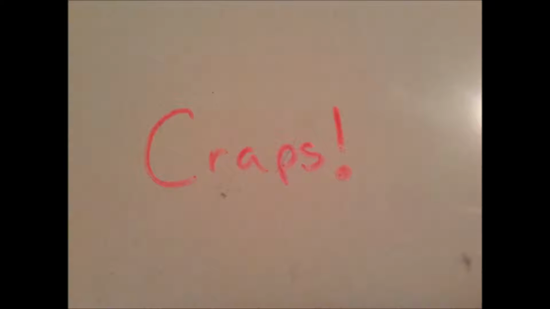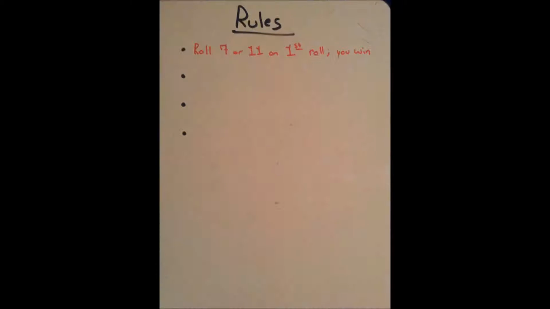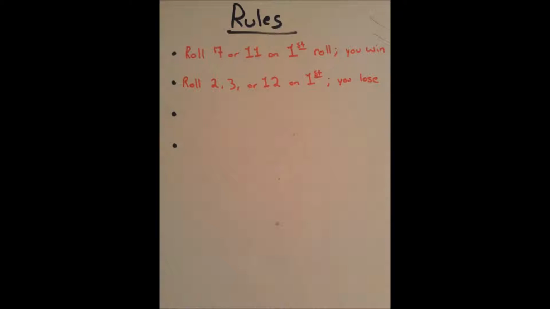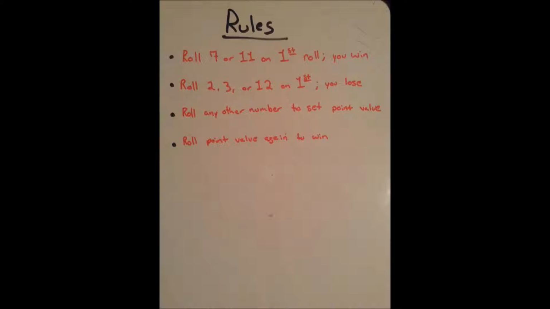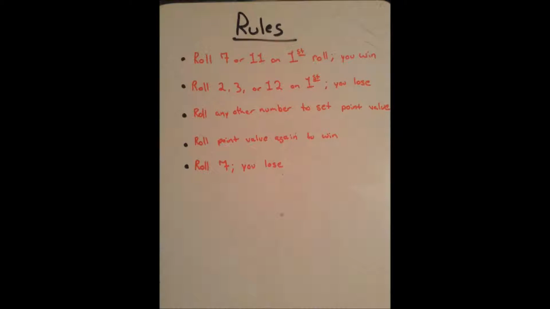The casino game craps involves rolling a pair of dice. The rules of the game are as follows. If you roll a 7 or an 11 on your first roll, you win. If you roll a 2, 3, or 12 on your first roll, you lose. Otherwise, rolling a 4, 5, 6, 8, 9, or 10 establishes what is called a point value. If you roll a point value before you roll a 7, you win. If you roll a 7 before you match the point value, you lose.